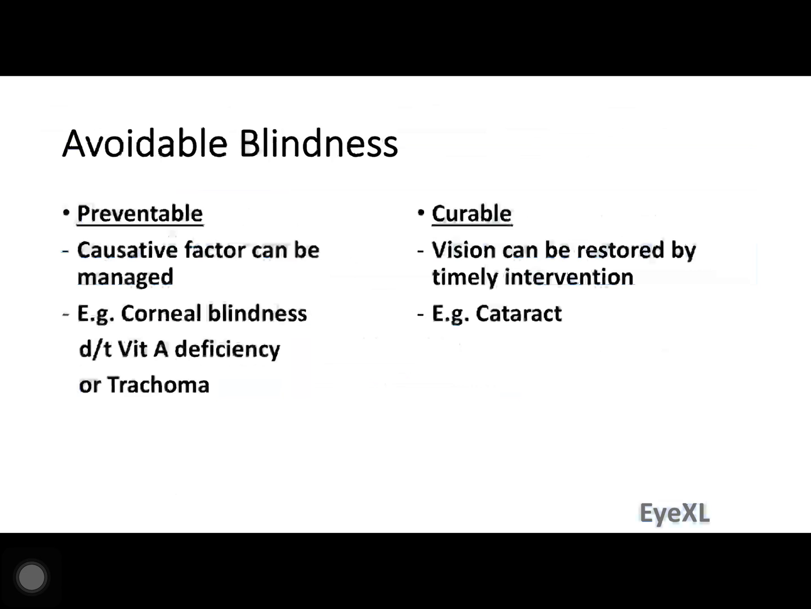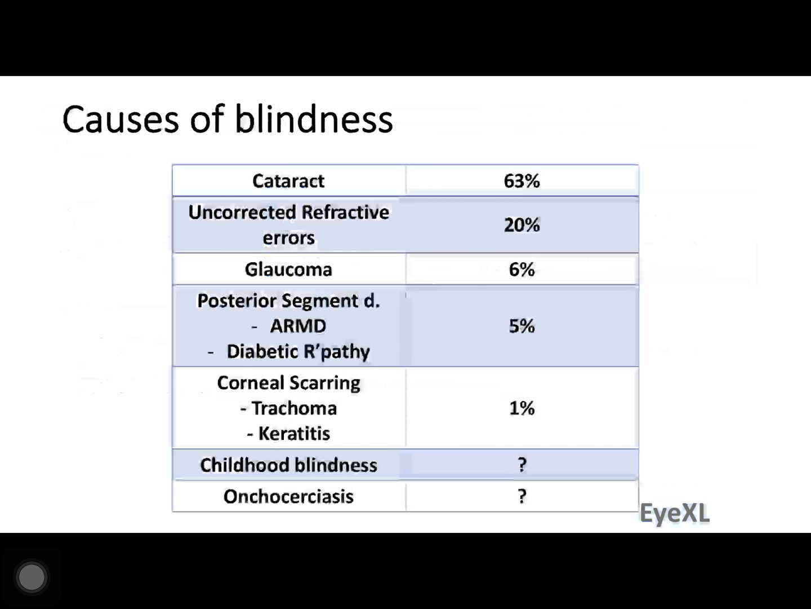Many a times you will notice an examiner asking a question, what is avoidable blindness? So avoidable blindness constitutes preventable and curable blindness. Preventable means basically the causative factor can be easily managed. For example, a corneal blindness, which is due to a vitamin A deficiency, or due to a trachoma, which is due to chlamydia trachomatis. I believe serotypes A, B, BA, and C, I think, if I'm not wrong. And curable blindness basically means vision can be restored by timely intervention.